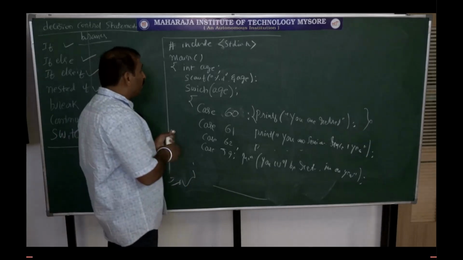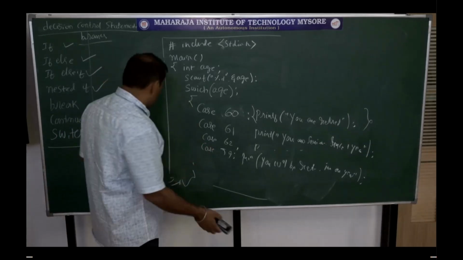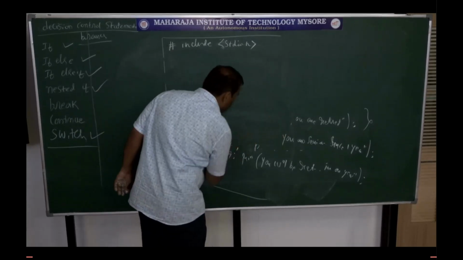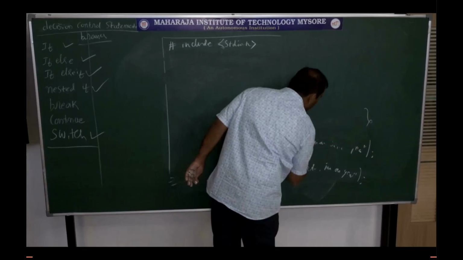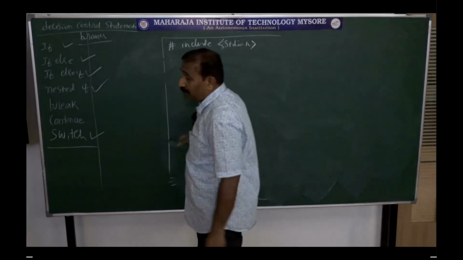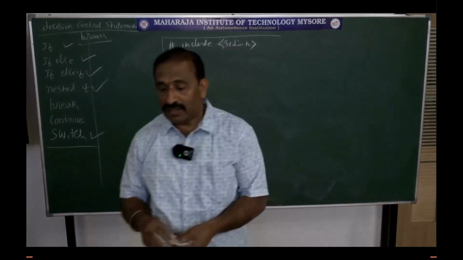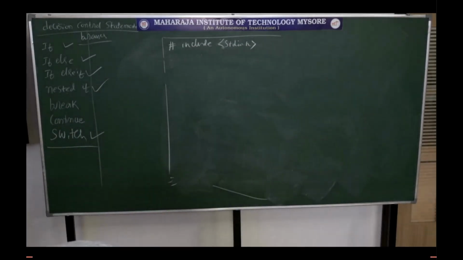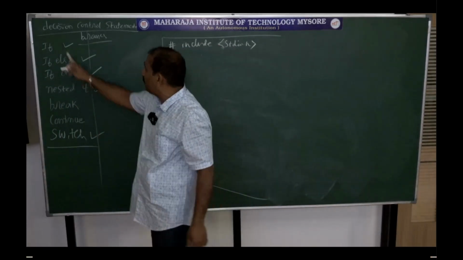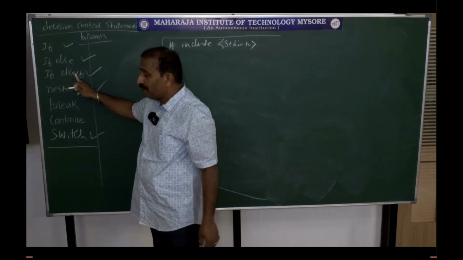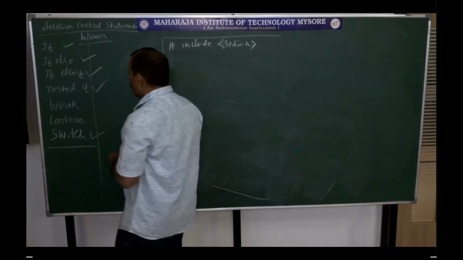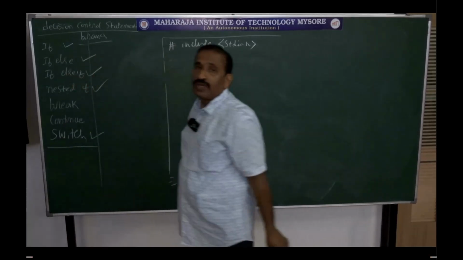So this is basically when you have multiple branches and you don't want to get confused with the programming, then you can go for this switch statement, which is basically a very systematic, very streamlined way of branching. We have seen the switch statement. We have seen if else, if else if, nested if, switch. Now we will see break and continue.